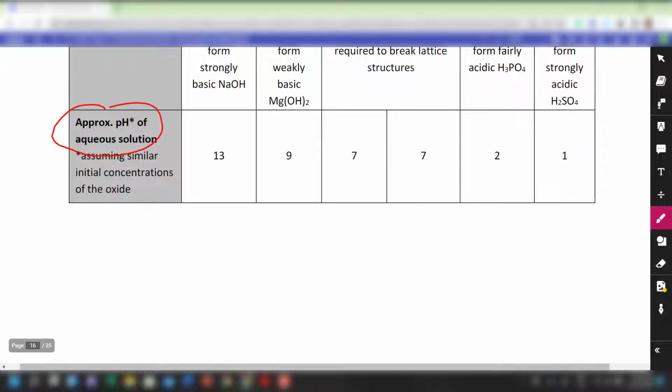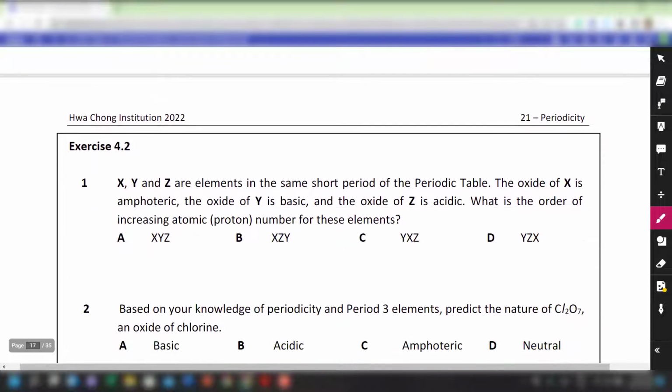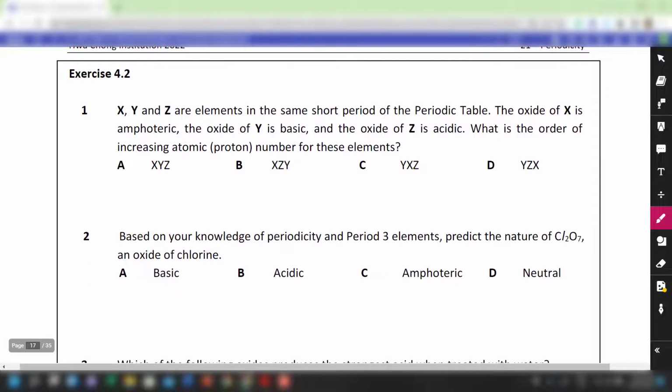Or of any significance, if we know that initially the concentration of the oxides is similar. If they are different, then there's no point in comparing. Because as you know, a strong acid can also take on a pH of 6 or even 5 when it's very, very diluted. Okay, so with that, we'll quickly move on to exercise 4.2.